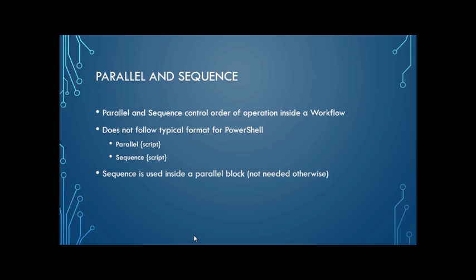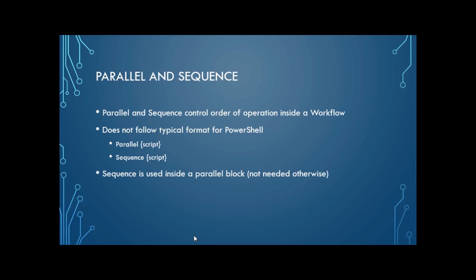Okay, the 2 oddball commands are parallel and sequence, and I say they're oddball because they don't follow the proper naming convention. They're not verb-noun, they're adjectives. All they allow you to do is put a little bit of structure around the wild, wild west that is the workflow. If you want stuff to run in parallel, you type parallel, you put a bracket, whatever you want to run in parallel, and you close the brackets. That's it. It's really simple.